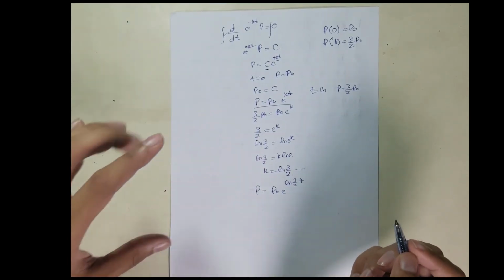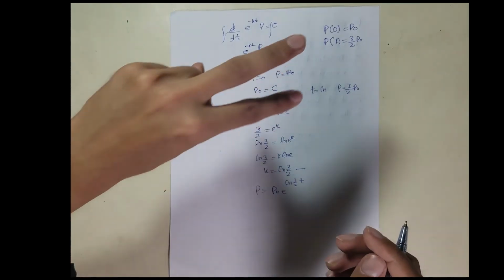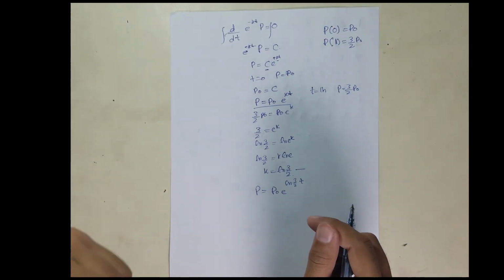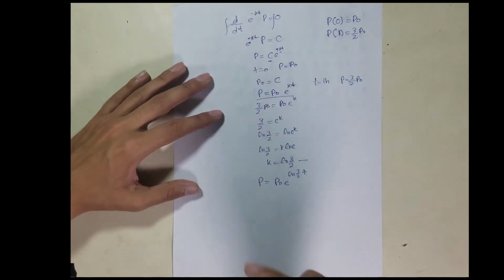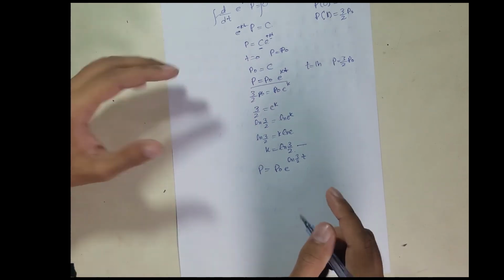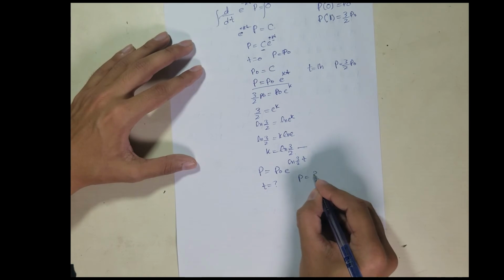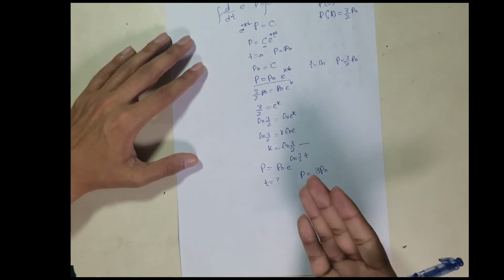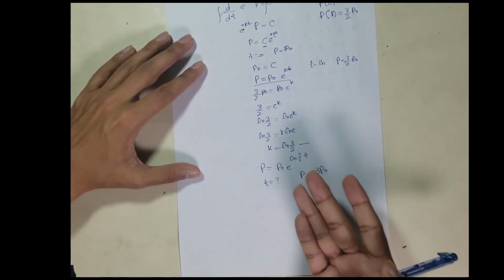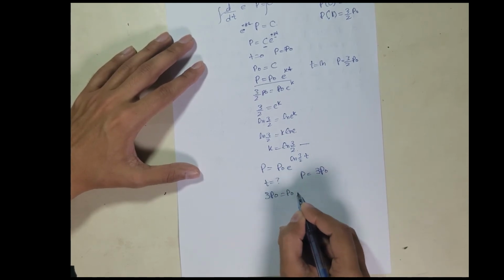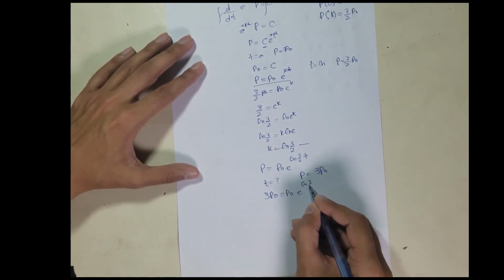As you see, from the question and the two given conditions, we have created an equation that is particular to our given problem. Now what the question has asked is to find the time when the population is equal to 3 times the original population. So easy, put these values into this equation, that will give me the time: 3 times P naught is equal to P naught e raised to the power ln 3 by 2 times t.